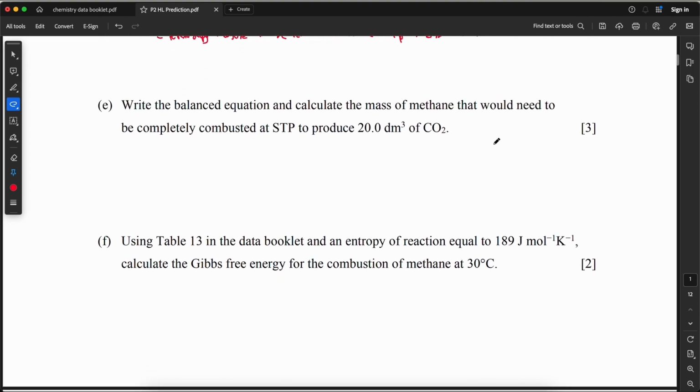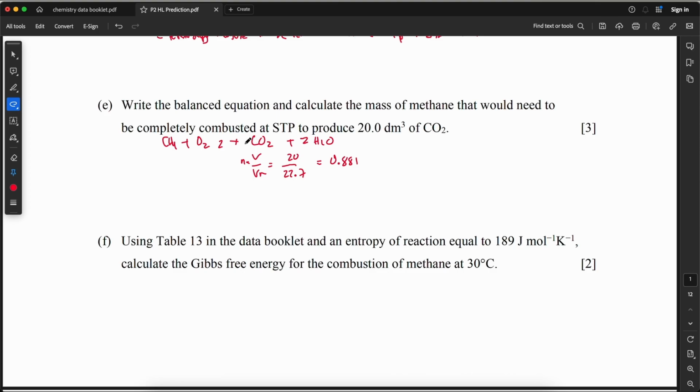Write the balanced equation and calculate the mass of methane that would need to be completely combusted at STP to produce 20 centimeter cubed of CO2. So when it is completely combusted, CH4 reacts with oxygen to produce CO2 and water. So we need to balance them. This would be 2. And we've got the volume of CO2, so we can calculate moles. So V divided by Vm. So 20 divided by 22.7, which is 0.881.